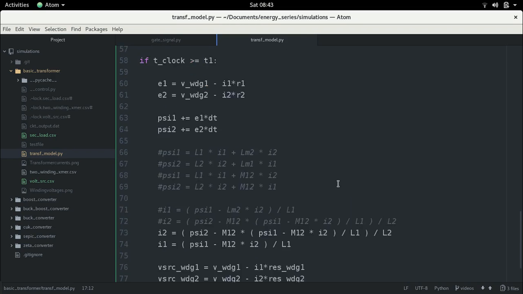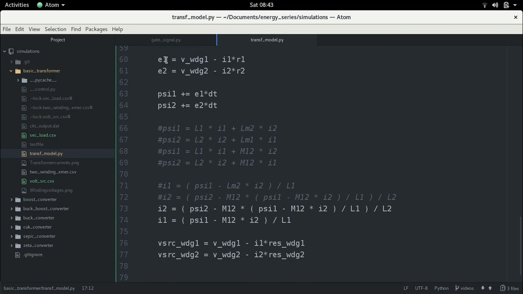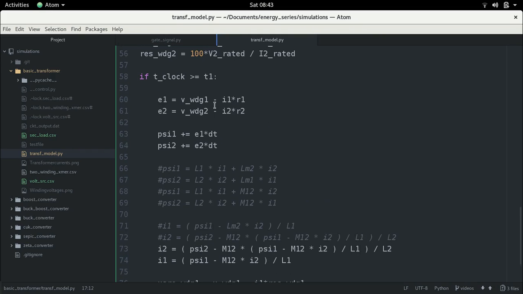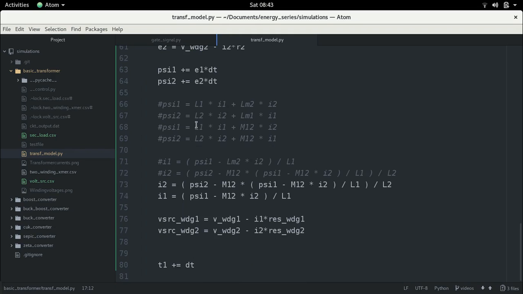So this is our simulation model. This is where we are calculating the induced EMF from the applied voltage and the currents that are already flowing in the transformer. Using that, we integrate to calculate the flux linkages, and here we are calculating the winding currents. So now the question is, is there a way to actually make this better?